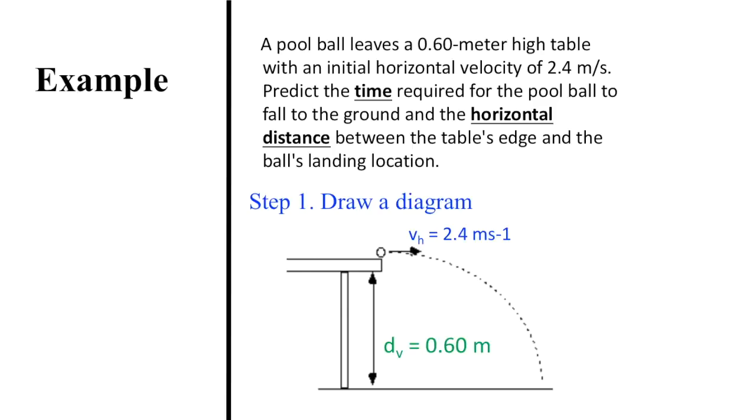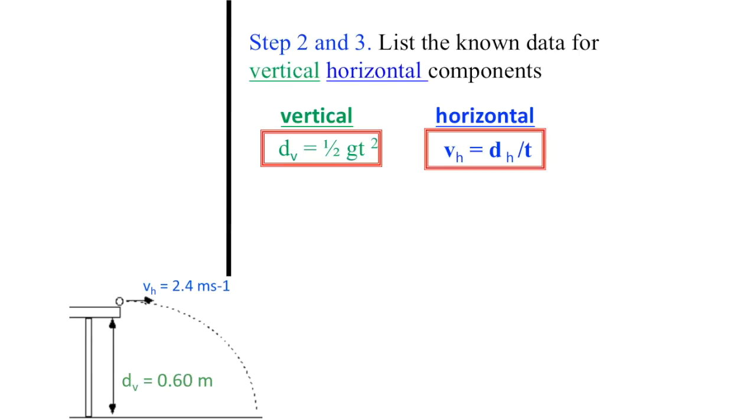You should have drawn something that looks like this. Your picture does not have to be exact. You just need to be able to place the ball above some distance on the ground, showing that you know that the vertical height of the table is 0.60 meters and that the initial velocity for the horizontal motion is 2.4 meters per second. Step 2 and 3 is to list the known data for vertical and horizontal components.